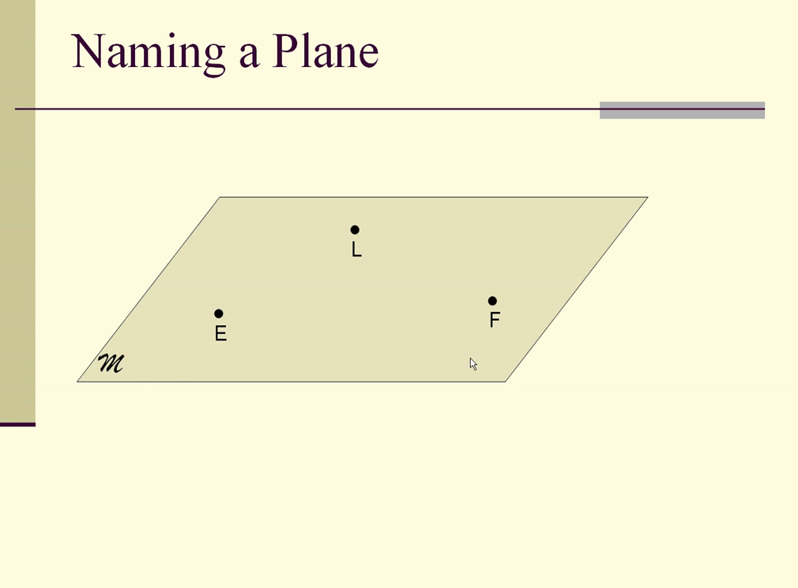Now, a plane we know goes off infinitely, but we use this to represent the plane. And this big fancy letter can be naming the plane, so this is plane M. It's usually italicized or in some other fashion to make it clear that it's not a point that we're talking about. So these are different names that we could give to this plane.